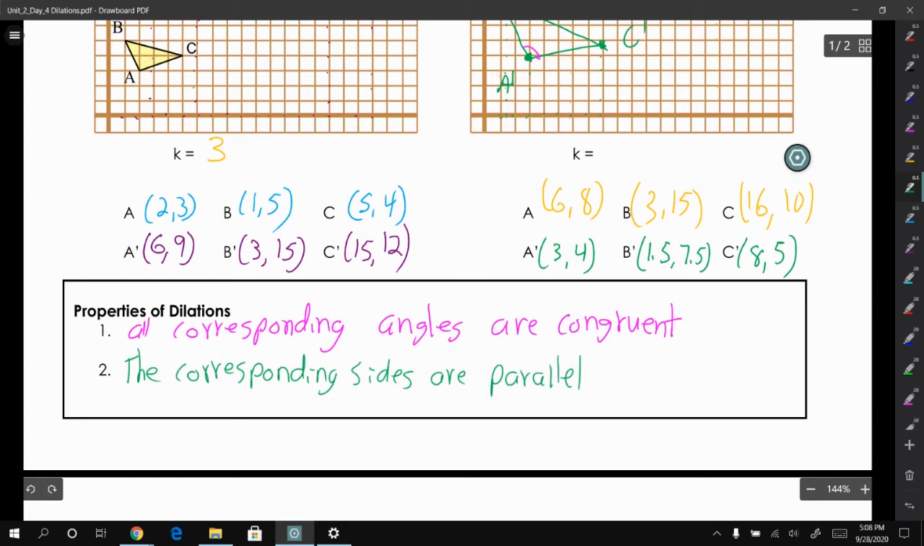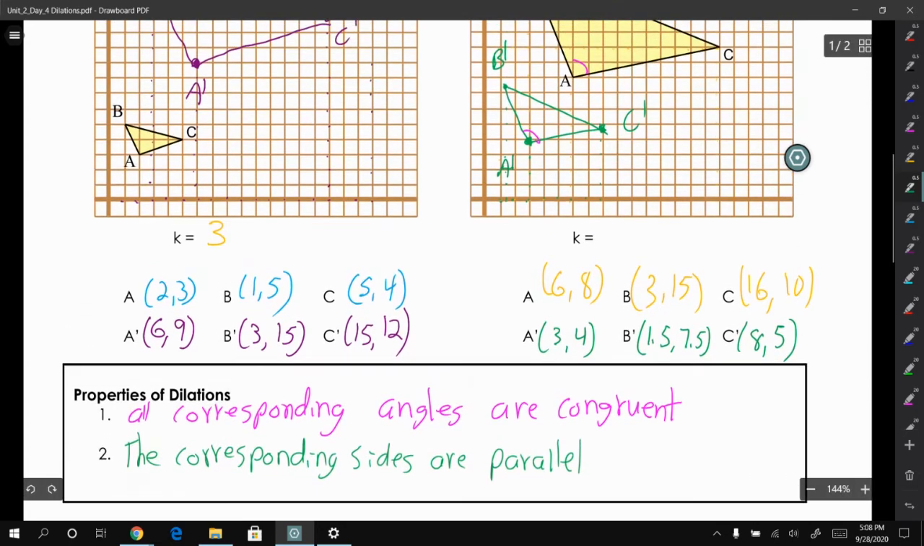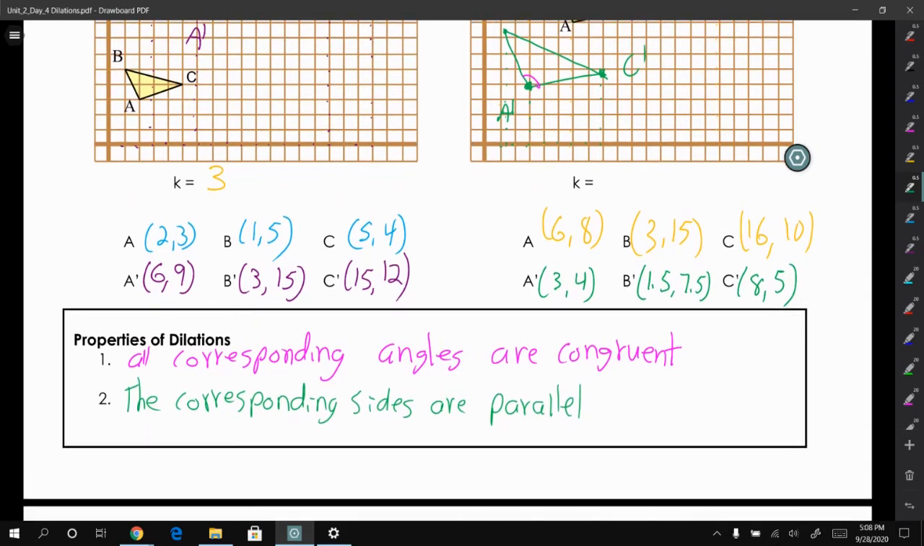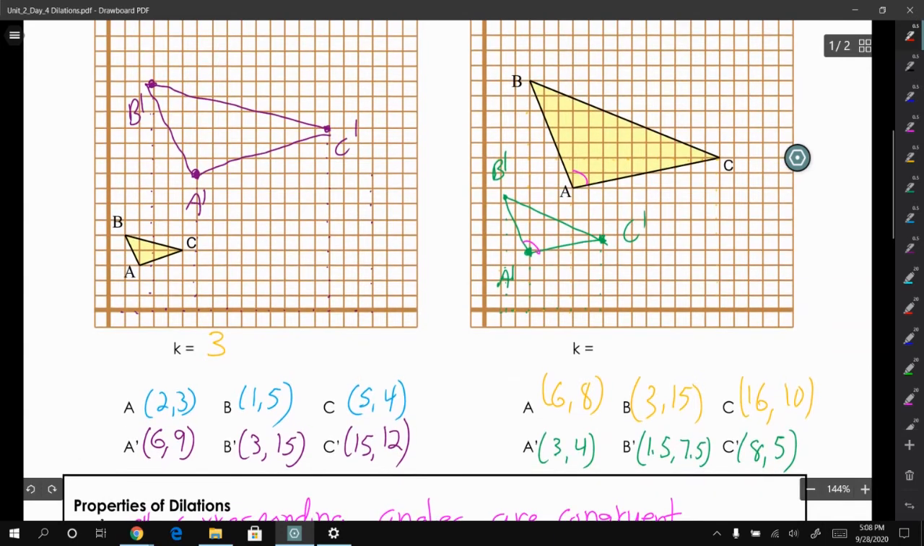Now the corresponding sides that we have, we look at the image and the pre-image and we match up the lettering. So like we have side BA and side B prime A prime. Those two sides are parallel with each other.